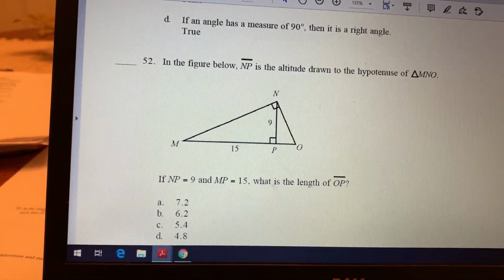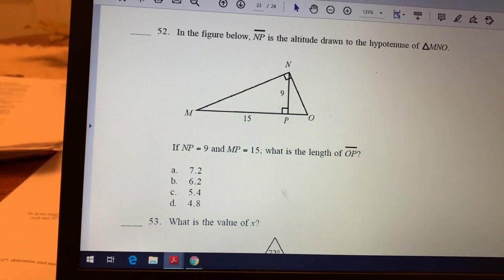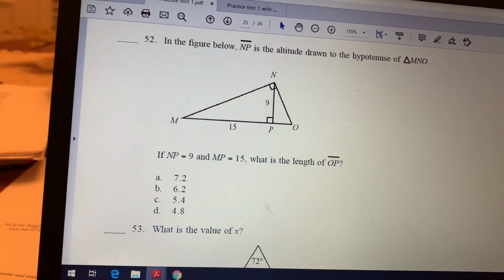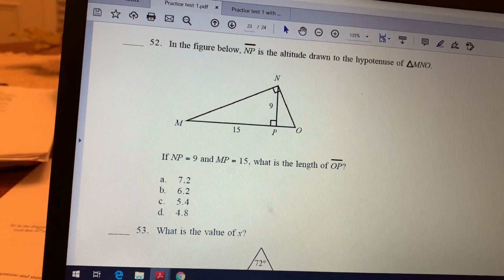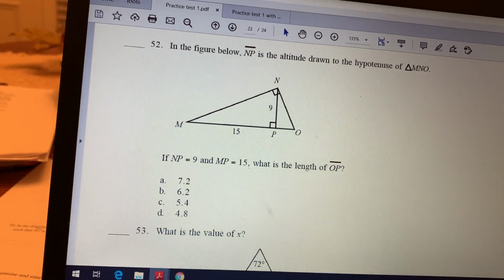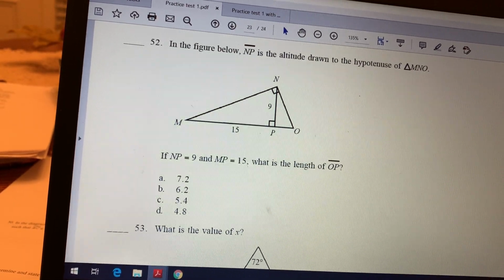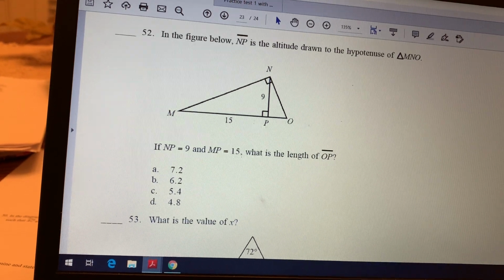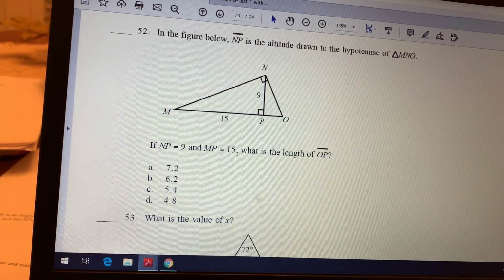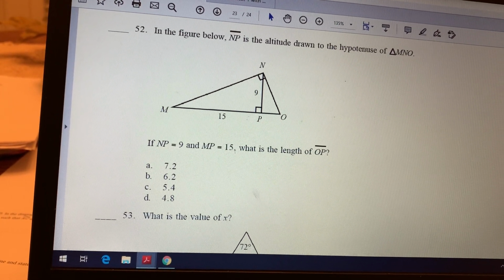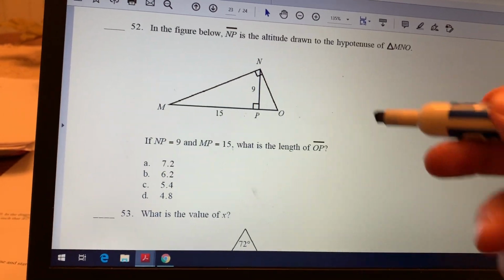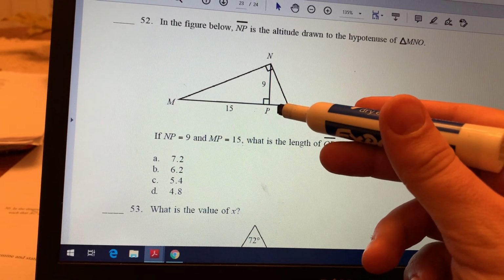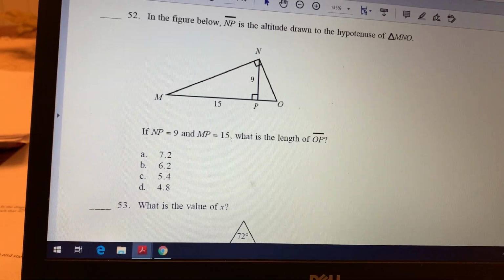All right. This is going to be the one that we got to do a little bit of math on. The figure below, NP is the altitude drawn to the hypotenuse of MNO. If NP is 9, which is in there, and MP is 15, which is also in there, what is the length of OP? So we want this little segment right there.